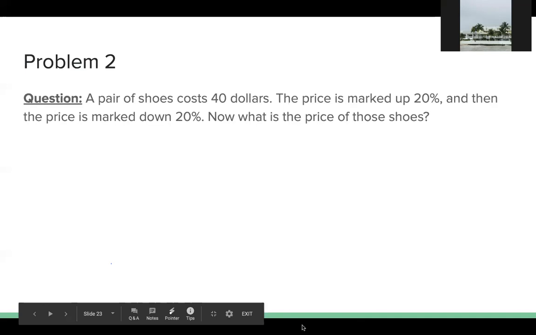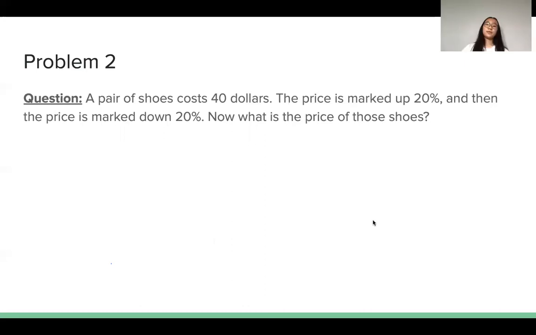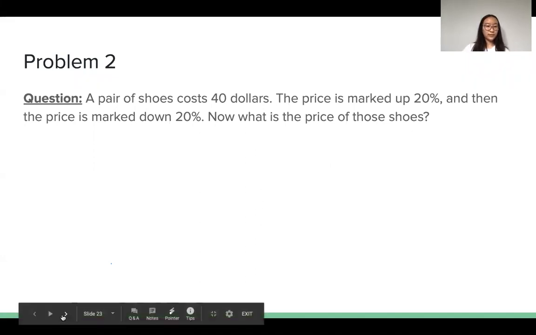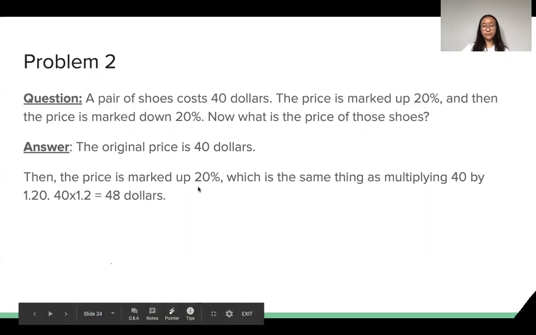This one is a bit tricky. $40. All right. So if something is first marked up by 20%, then marked down by 20%, it's really easy to say that it would just be the exact same amount, but that's a common mistake, and here's why. The original price is $40, then it's marked up 20%, which is the same thing as multiplying 40 by 1.2, and that gets you $48.